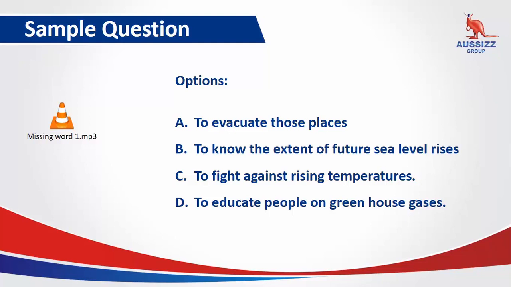Given the context, the people in the low-lying areas would like to evacuate those places, know the extent of future sea level rises, to fight against rising temperatures, or to educate people on greenhouse gases. From the context, it would probably be appropriate that they are wanting to know the future sea level rising, considering that majority of what was going on in that blurb was what we know and what we don't know about sea level rising. That concludes this short presentation.